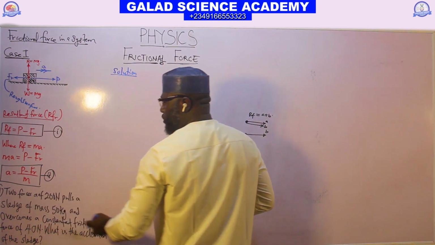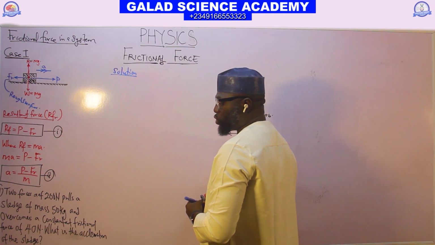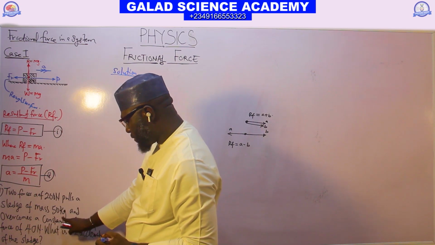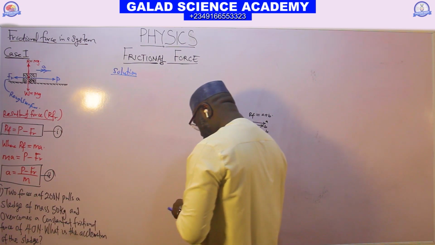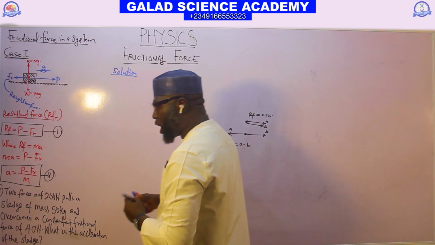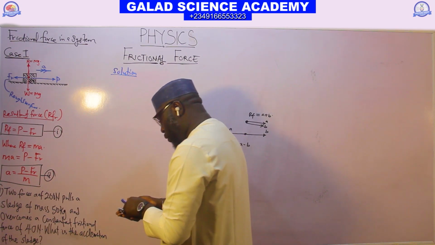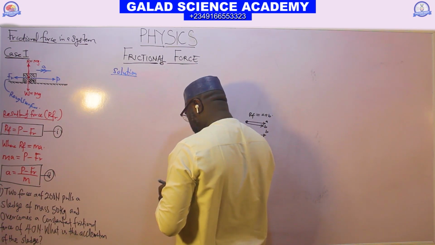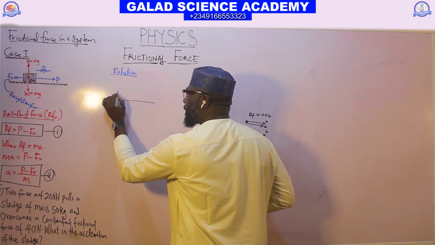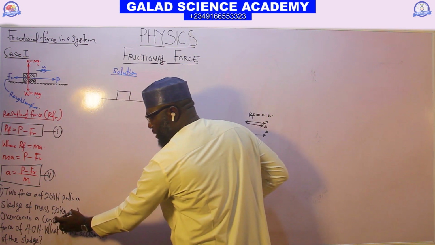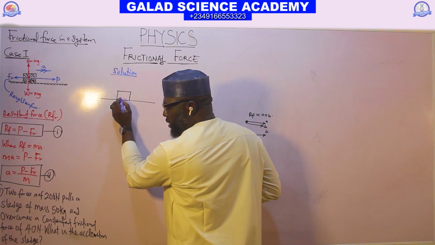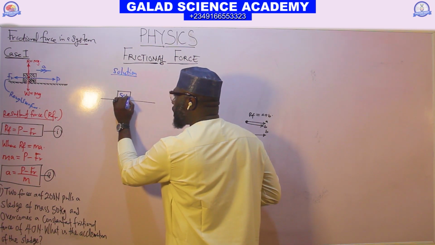We are given a force of 200 Newton to pull a slag of a mass 50 kg. If you like, you can draw the diagram. This 200 Newton, they use it to pull a body of mass. The mass of the body is 50 kg.